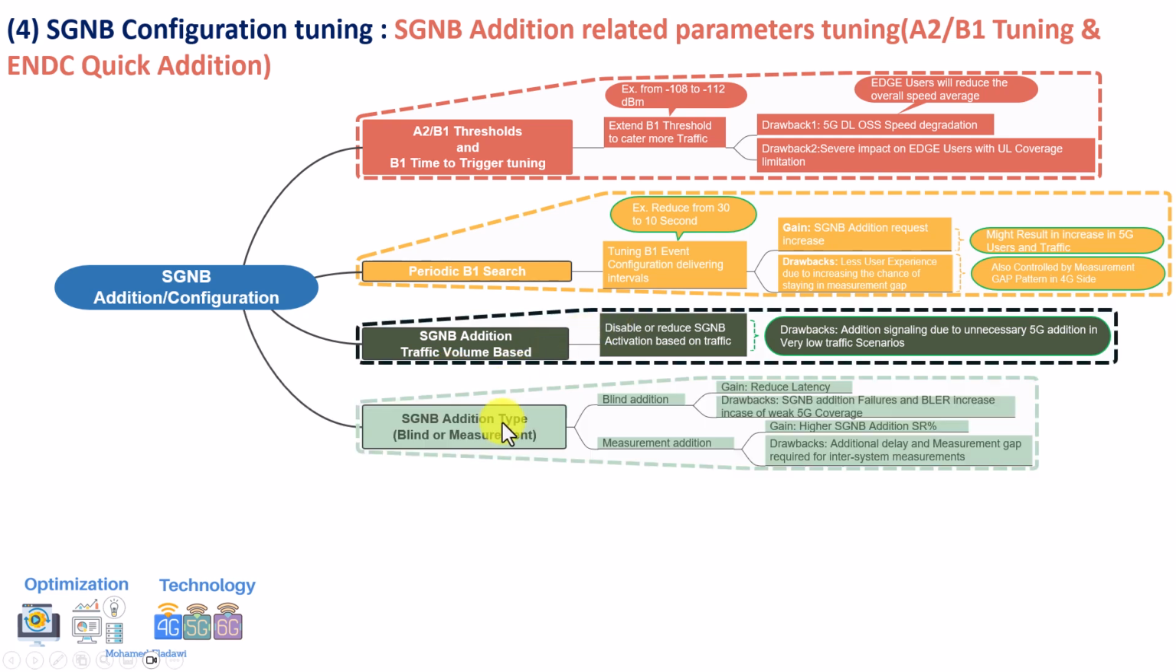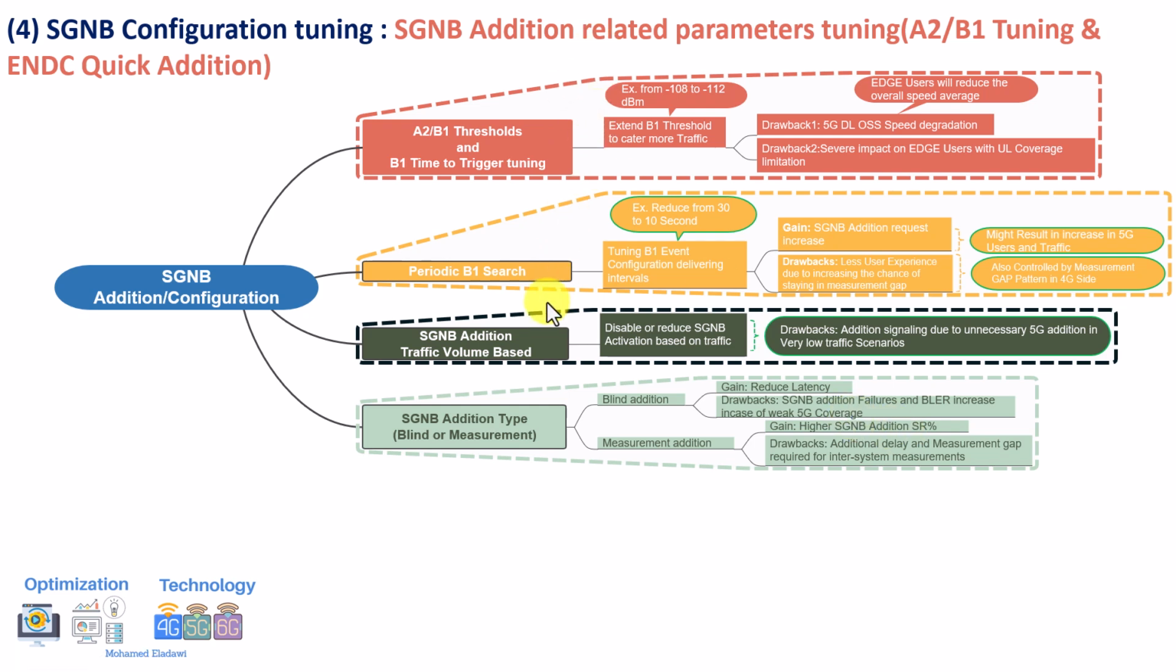One more point is about the SgNB addition type in general. You have blind and measurement. This does not really impact the traffic, but blind addition just reduces latency, and it also results in SgNB addition failures and even block error rate. And you have the measurement addition. This can have a better success rate, but it can have addition delay and, as you can see, more measurement gap. So this is just informative. Usually we use the measurement part because it is more guaranteed, especially for the success rate.